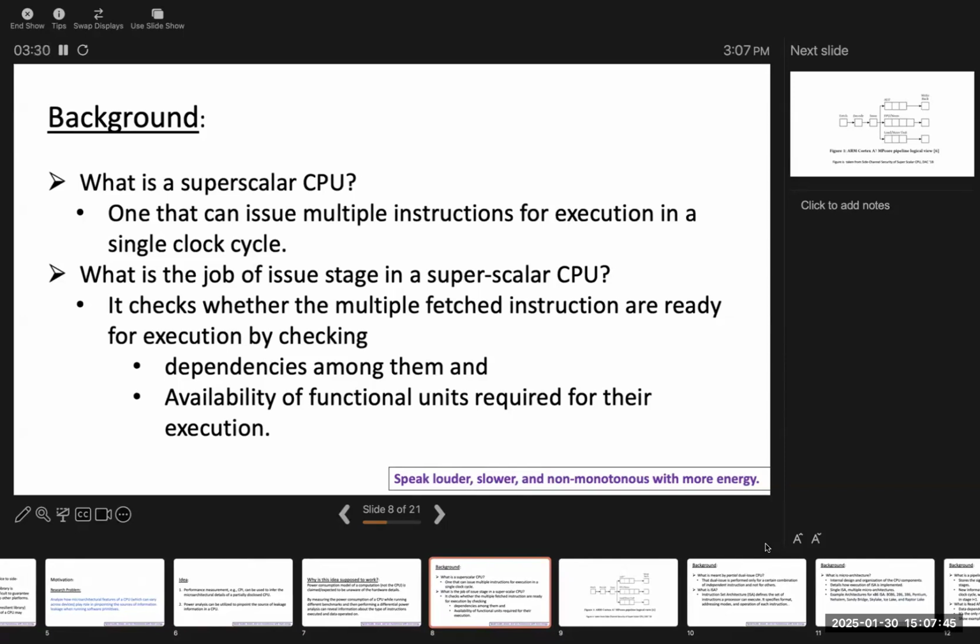And processors are normally pipelined; modern processors are pipelined. I don't think there are any machines using non-pipelined processors anymore. So there are multiple stages of the pipeline. Let's say you have this CPU, and I give you an instruction, and then you give me the output after executing this instruction, right?